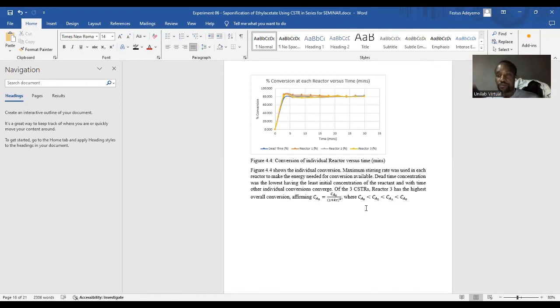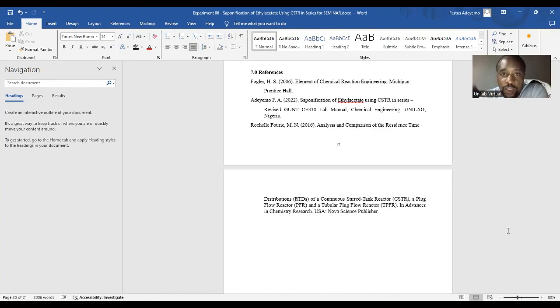A few texts, which are Fogler 2006, Adeyemo 2023, Rochelle Fori 2016, are all referenced in APA style.